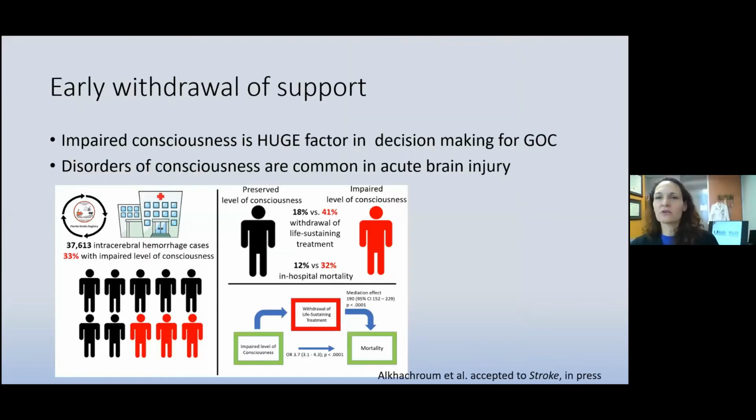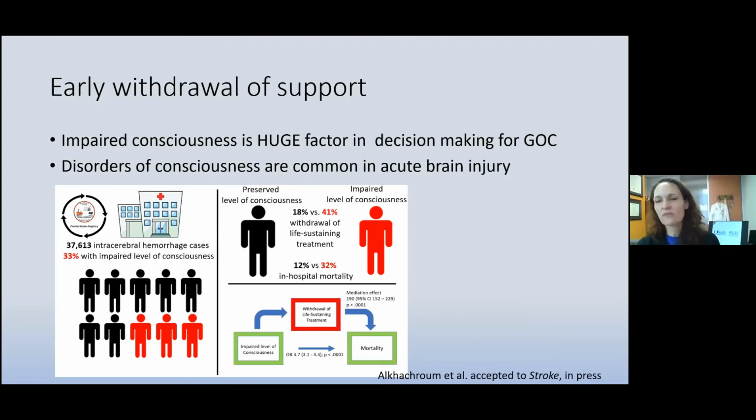So again, this just underlines we have a problem here at Jackson, but it's not just at Jackson. This is a paper that is currently in press. Ahem Alkastrom is the first author, and the data were taken from the Florida Stroke Registry. The purpose of the study was to really evaluate objectively the effect of all abnormalities of consciousness, impaired consciousness, and the effect of that on mortality by way of withdrawal of support.